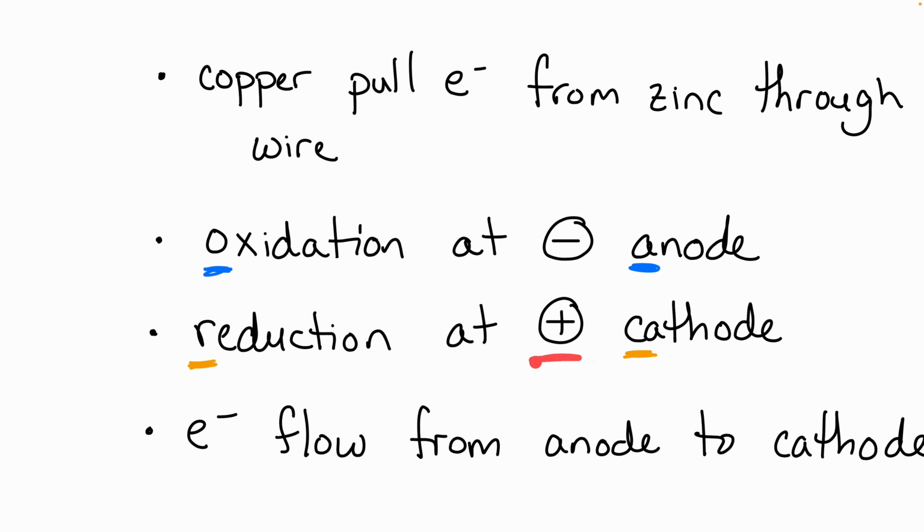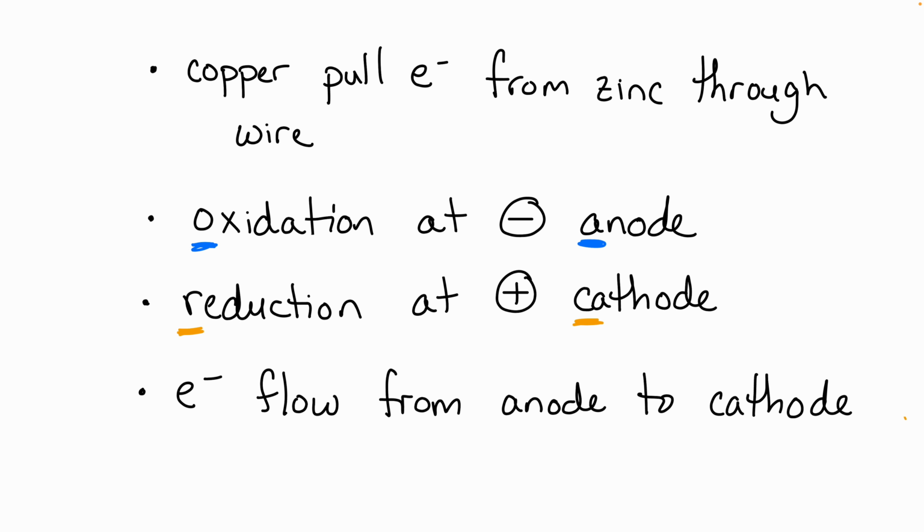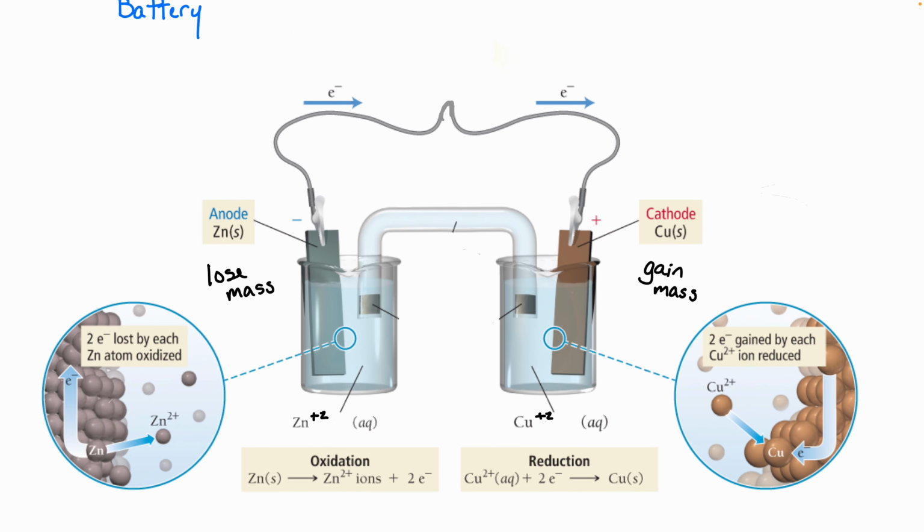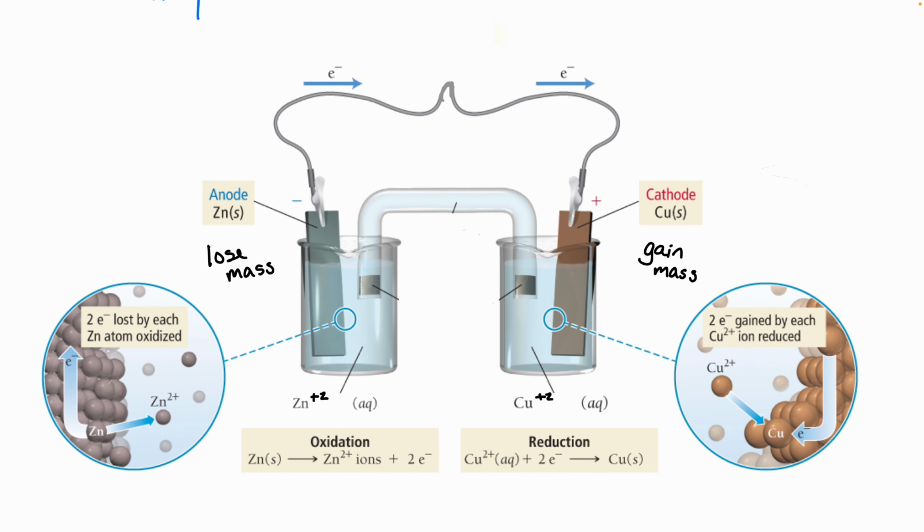Reduction takes place at the positive end of our battery, the cathode. And again, electrons will flow from anode to cathode. Cool. All right, so again, our electrons are going to flow from anode to cathode. So then why is this useful for us human beings? Well, if all you did was put a wire in between there, great, you would allow this battery to go.